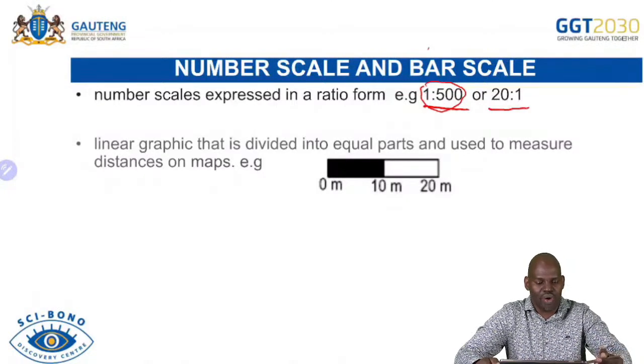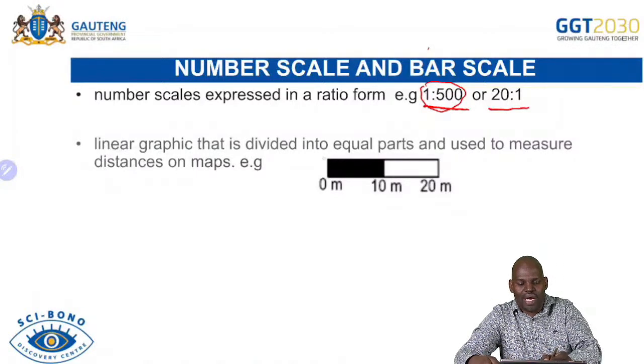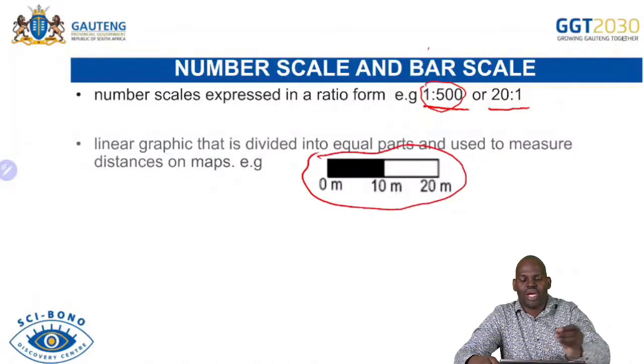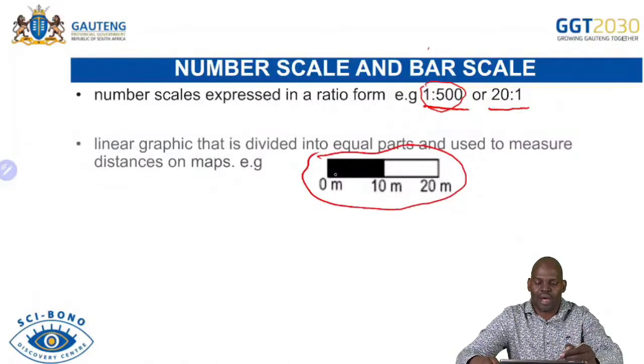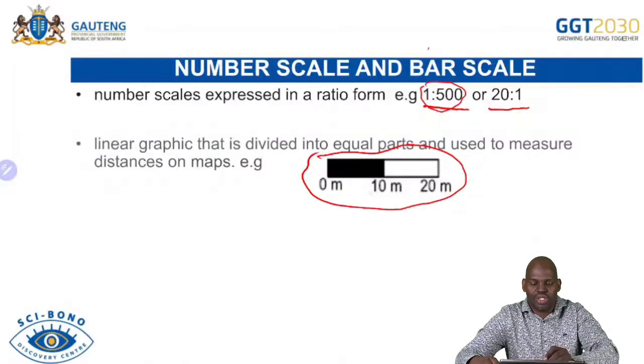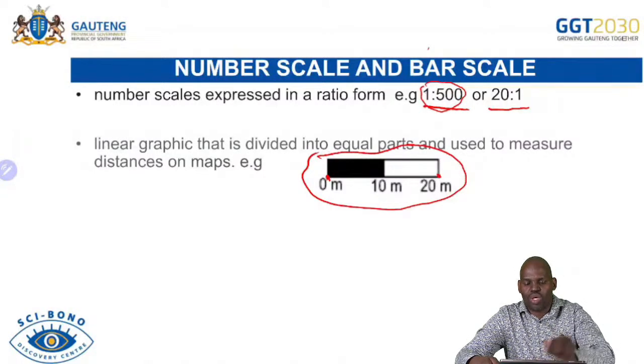Then we've got the linear graphic, which is a bar scale. I think we've already spoken about this one, but the definition is: a bar scale is a linear graphic that is divided into equal parts and used to measure distances on maps. So if you are given a bar like this one, you must measure it. You can see that this is from 0 to 20 meters.